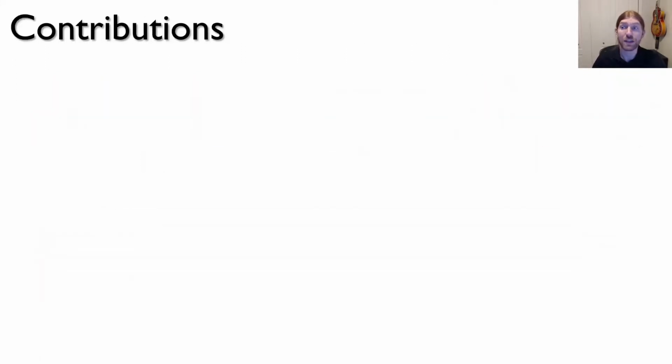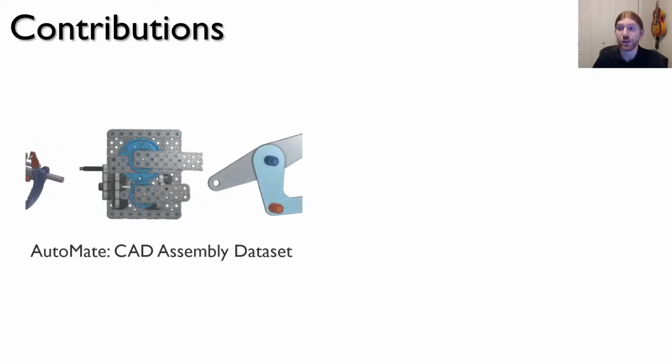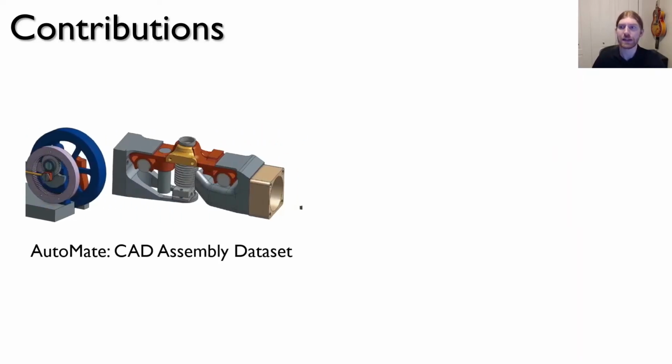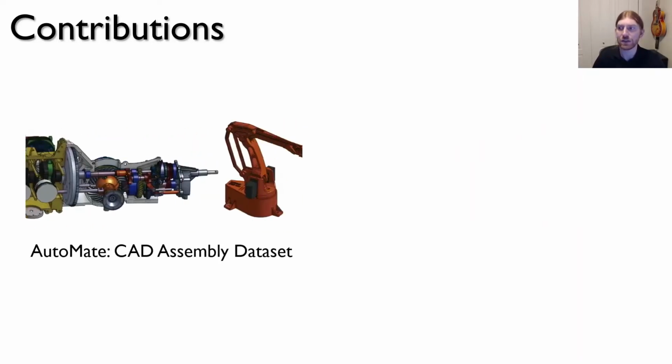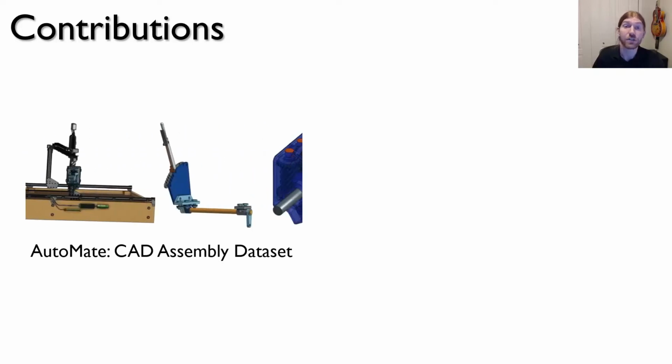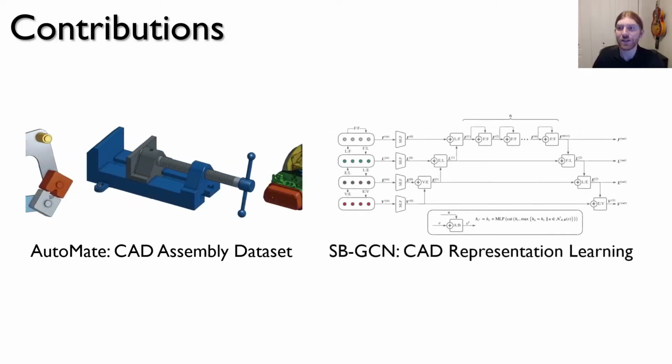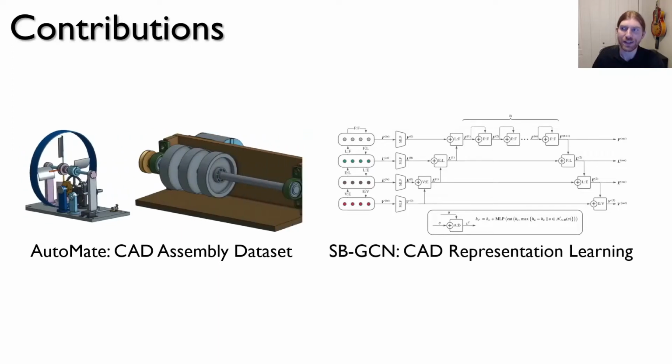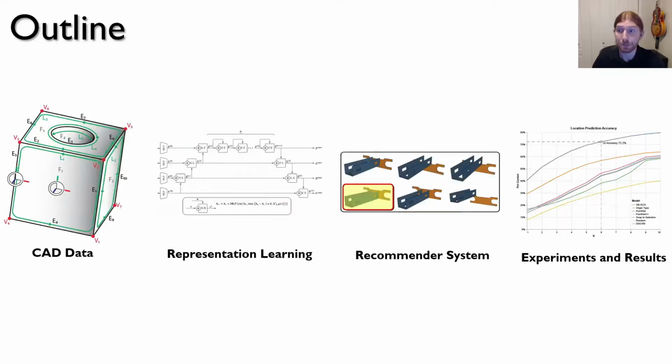In this work, we make 2 primary contributions to address these issues. The first is the Automate dataset, a new collection of CAD assemblies that includes information about how parts are connected and their degrees of freedom. The second is a graph network architecture for CAD representation learning that can capture the full topological complexity.